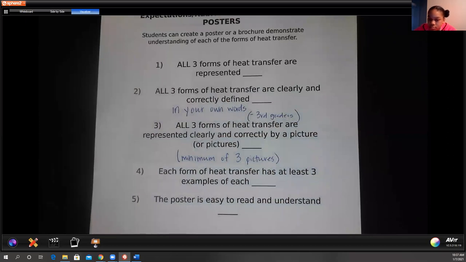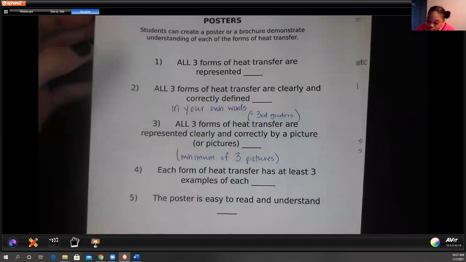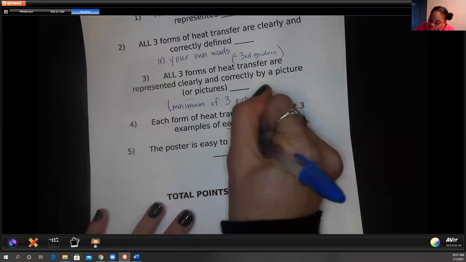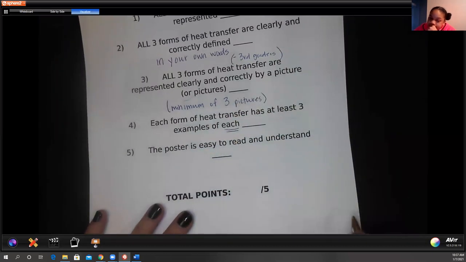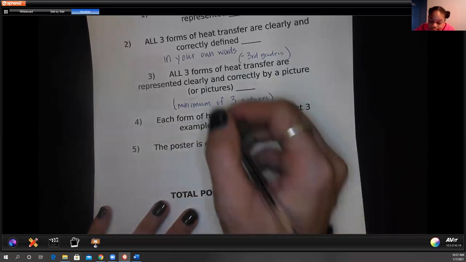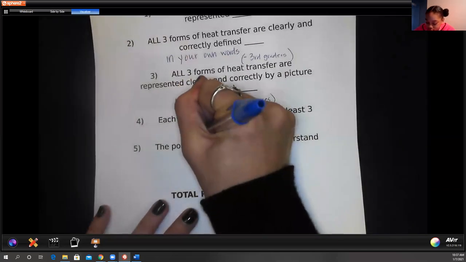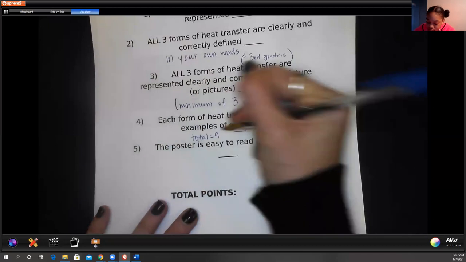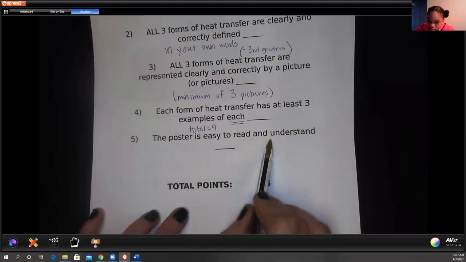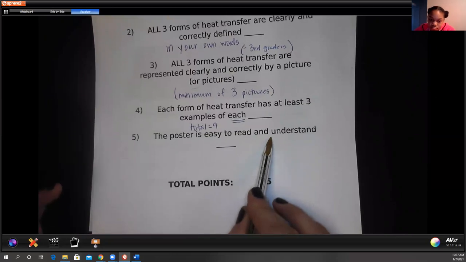Remember, you're going to have 6 tabs on a brochure, and I'm going to show you what I mean by brochure here. Each form of heat transfer has at least 3 examples of each, just like you did on the homework. So how many examples should you have total? 9, right? So it's a total of 9 examples. And then it's easy to read and understand. Remember, we're talking about giving them to third graders.